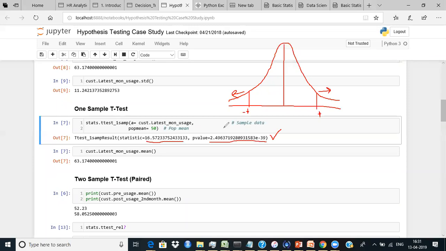Hypothesis testing is not about that, right? Hypothesis testing will only tell you whether your hypothesis is true or false.